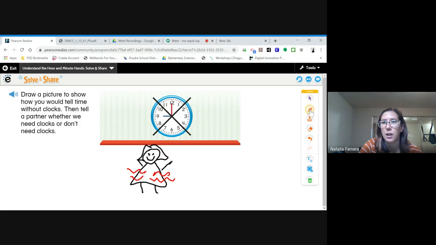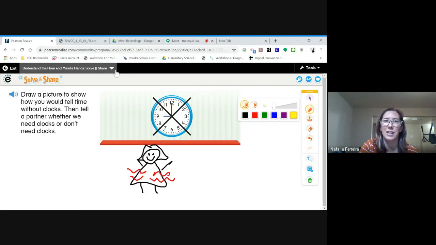Think of another way that you might be able to tell what time it is without looking at a clock. I know something in the sky. I'm not going to tell you, but I want you to maybe think about how something in the sky tells you what time it is without looking at a clock. So I want you to tell somebody in your family today how you can tell what time it is or near what time it is without a clock and whether we need a clock or we don't need a clock.